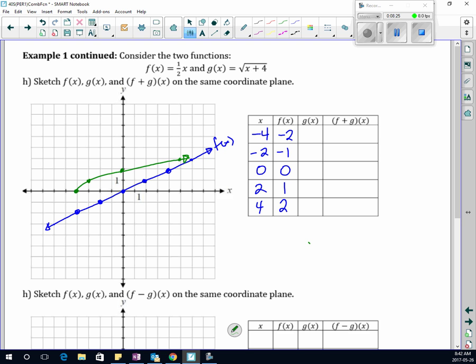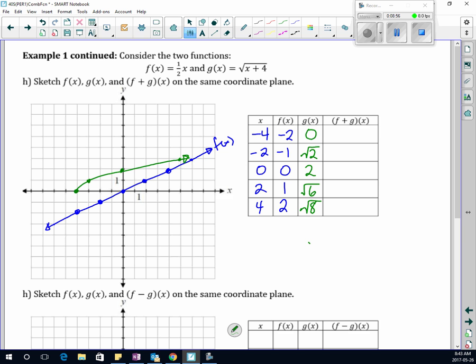So at -4, it's at 0. Yes? At -2, well, it's at the square root of 2, so I'll just leave it as a square root of 2. At 0, it's at 2. At 2, it's at the square root of 6. And at 4, oh, it's the square root of 8. This didn't work out so great for me, did it? That's okay.